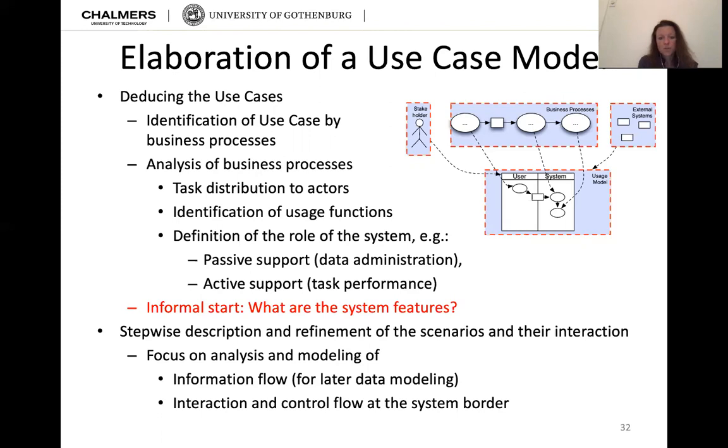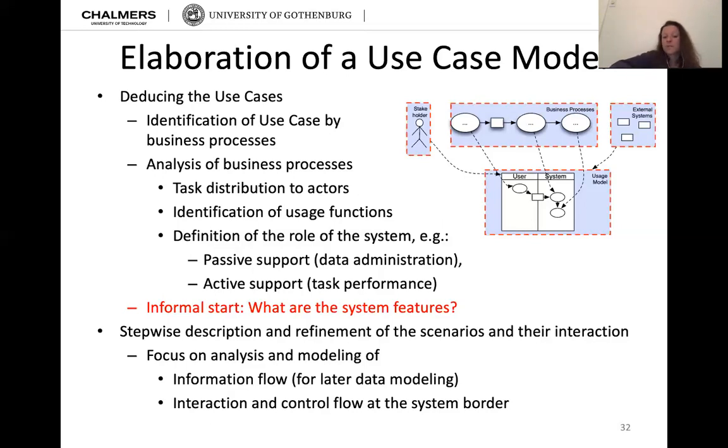Super informal to start with. Long story short, what are the main system features? And for that, I need to look at the business processes. Business processes, as compared to system processes, are what's going on in the real world, quote unquote, that we're trying to support by the software system we're developing.